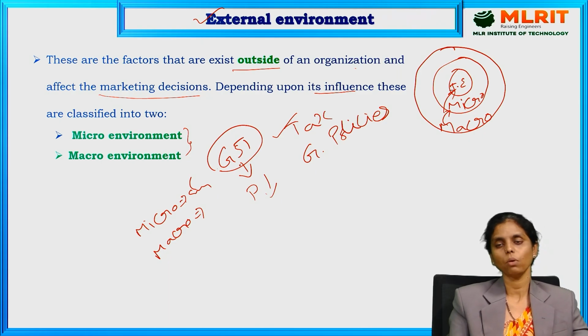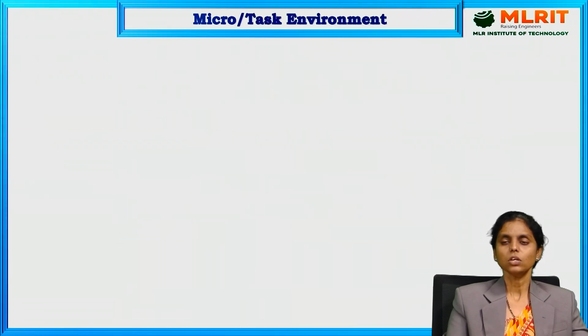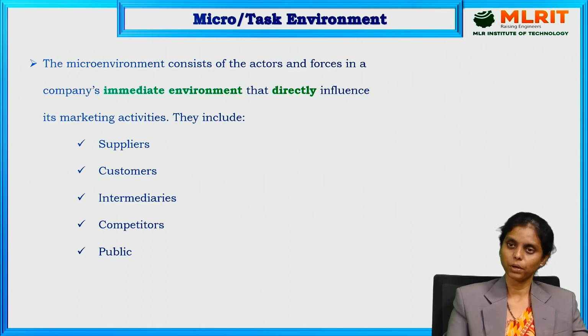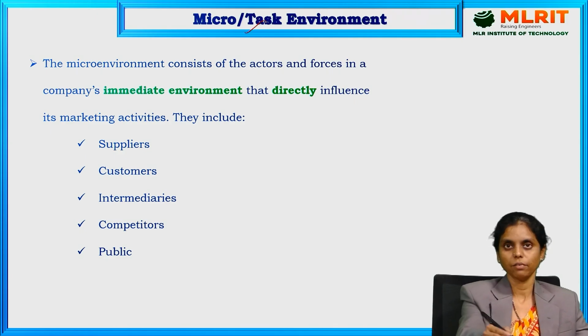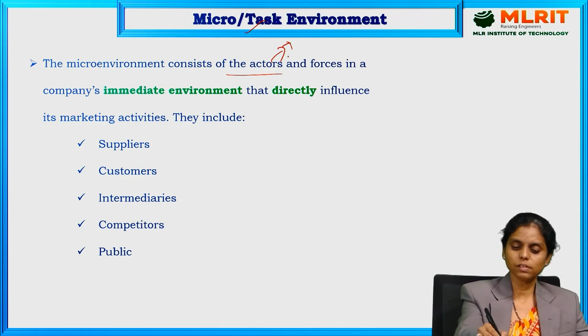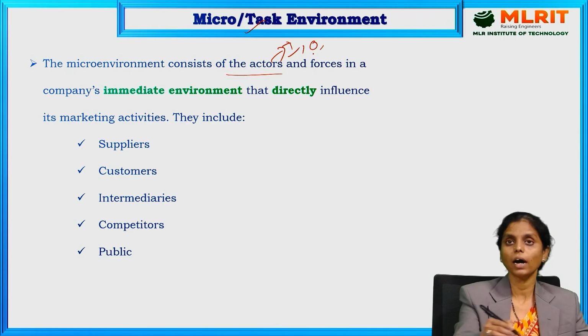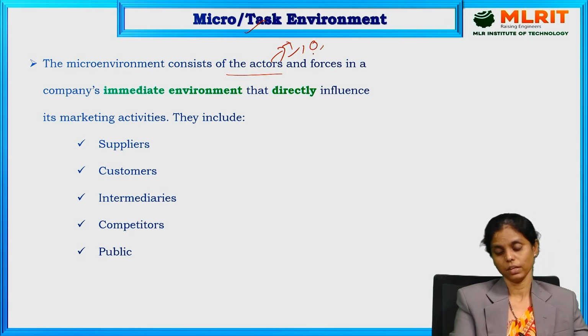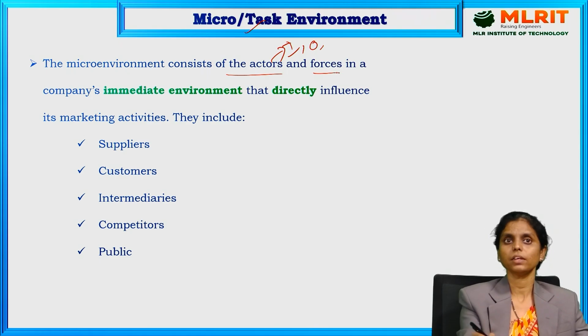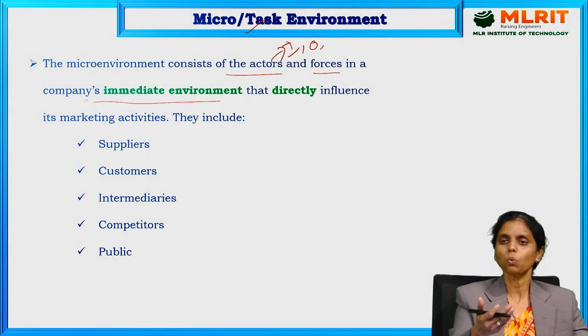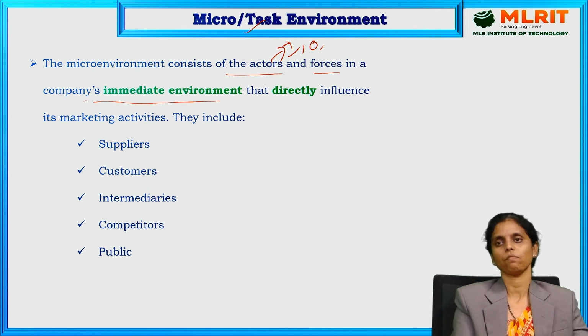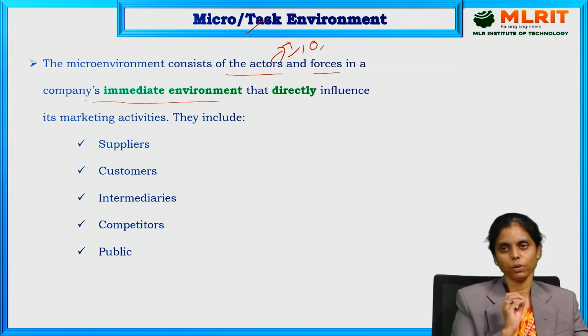Now, let us have a look at what these micro environmental factors are and how they will influence us. So, micro environment, we can also call it the task environment. Now, the micro environment consists of all the actors. What is the meaning of actors here? We can consider this as the various individuals or organizations and the various forces in a company's immediate environment.